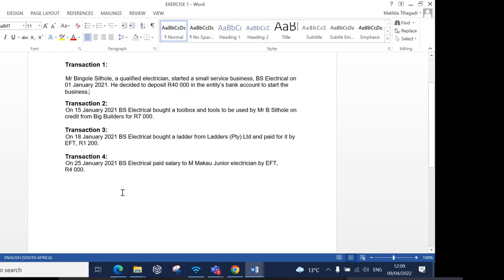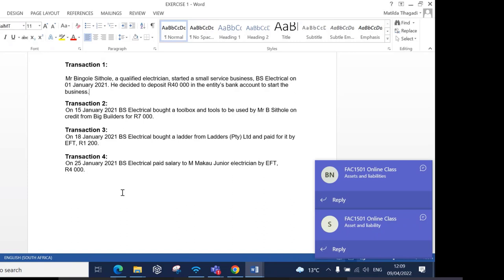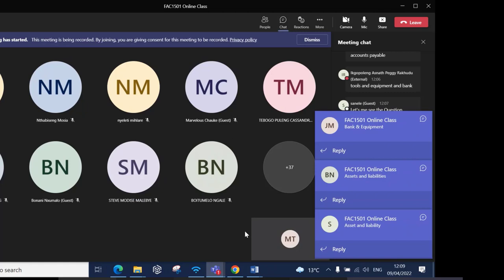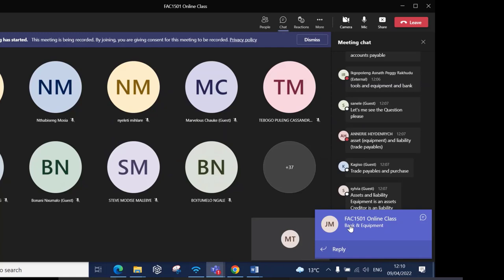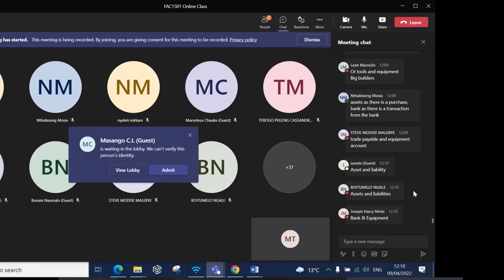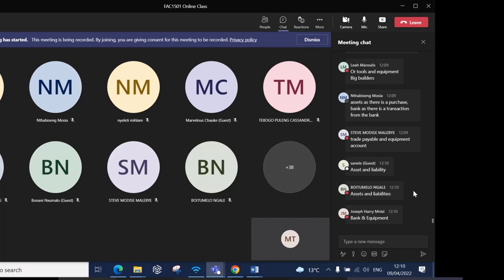The transaction is a toolbox and tools to be used by BC Tole, bought on credit from big builders. So the answer is what? It's an asset. Toolbox forms part of tools and equipment, which is an asset. And because this was bought on account, this is a creditor, a trade payable, a liability. So it's tools and equipment and trade payables. Yes.